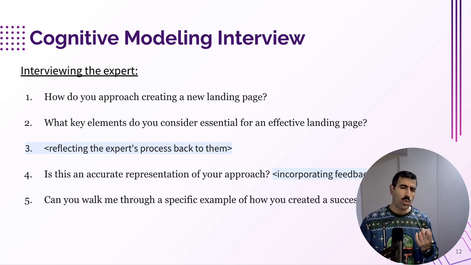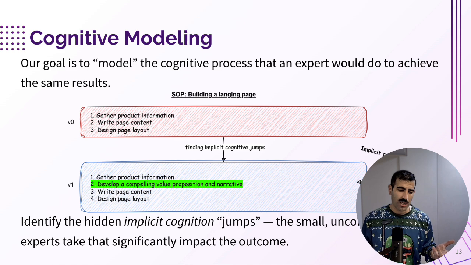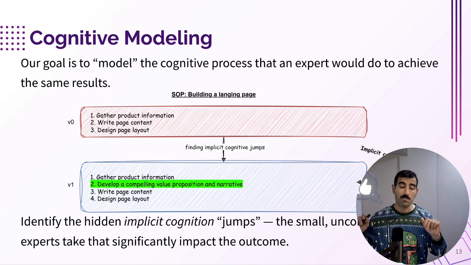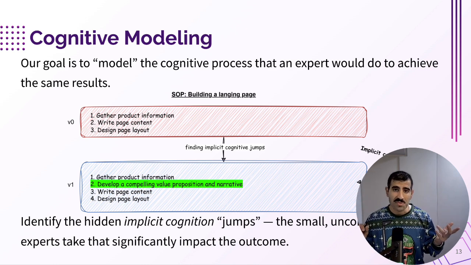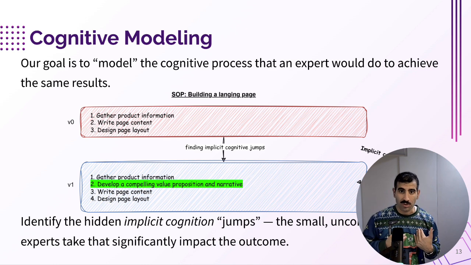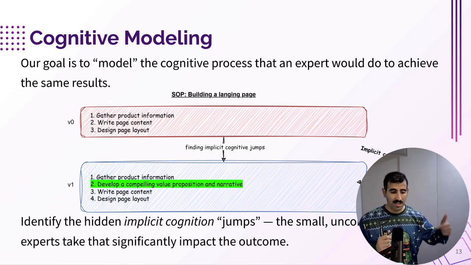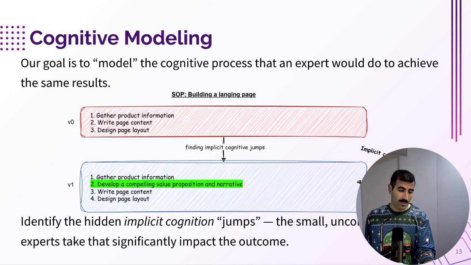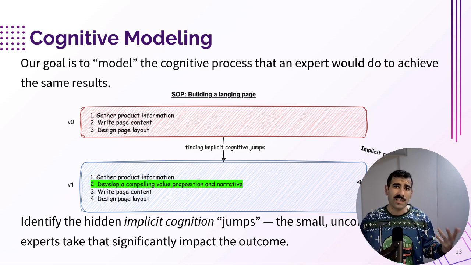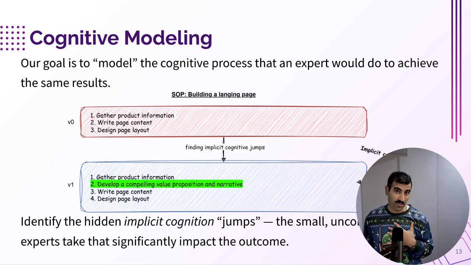And this will allow us to have more information about the nuances that the expert knows but doesn't always tell us, right? So eventually we'll have a list of steps, and our goal is to find the hidden implicit cognition jumps that the expert knows, but we don't. Because it's probably obvious that after you gather data, you write the page, but in between, the expert writes a compelling story that the landing page should deliver to us. And that might be obvious to them, but not for us.